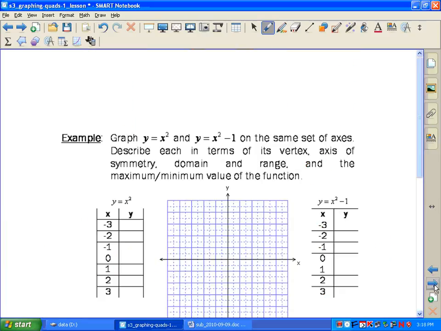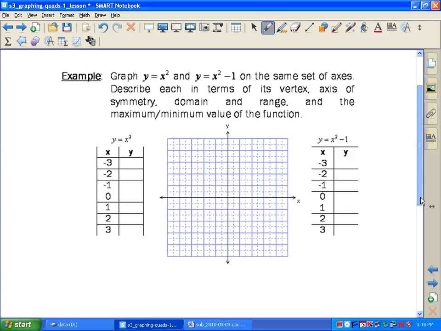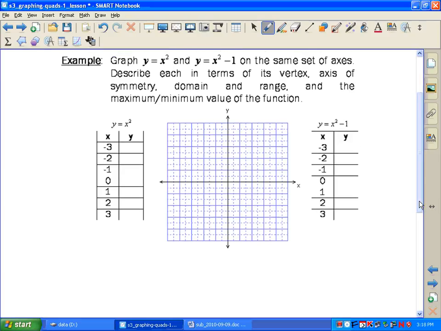All right, now we're going to graph x squared and x squared minus 1 on the same set of axes and then do the same thing. So x squared, we should be experts at this one now. That's 9, 4, 1, 0, 1, 4, 9, right? Negative 3 squared is 9, negative 2 squared is 4, negative 1 squared is 1, and so on.